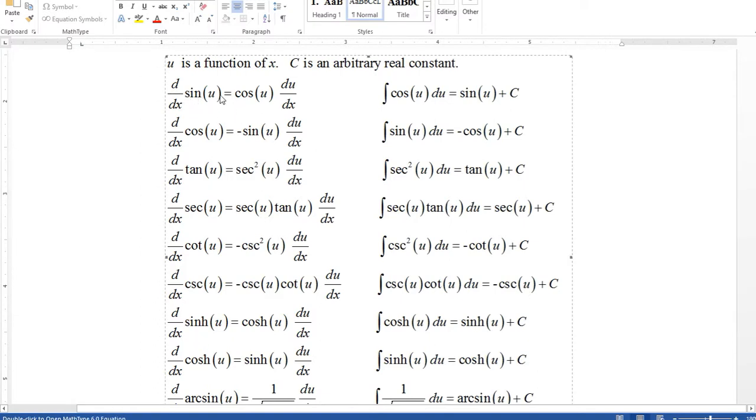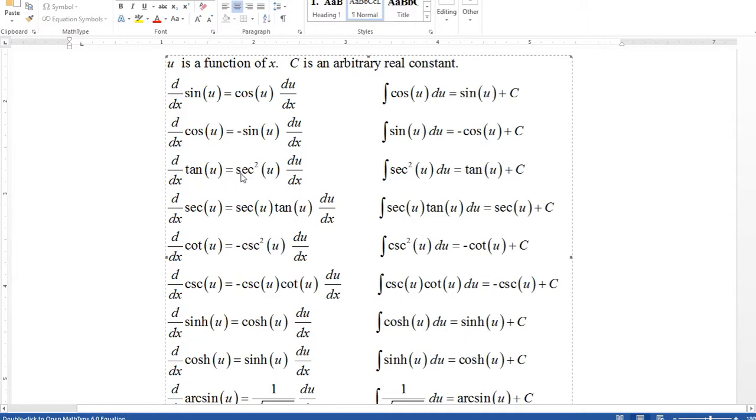The derivative of sine of u is cosine of u times the derivative of u. So the antiderivative of cosine u du is sine of u plus a constant. Derivative of cosine u is minus sine of u du. So the antiderivative of sine u du is the opposite of cosine u, minus cosine of u plus c. Of course, the derivative of plus c is 0. The derivative of minus cosine of u is minus minus sine of u, and that minus and this minus cancel out to become just positive sine of u.